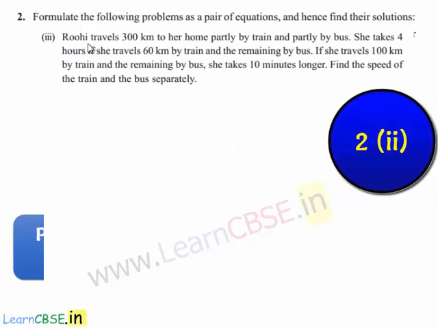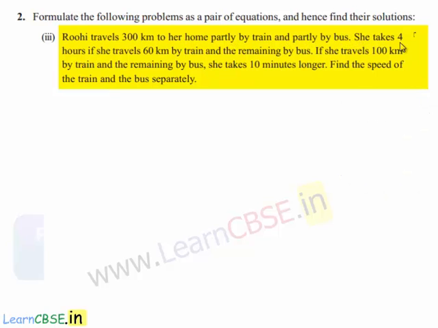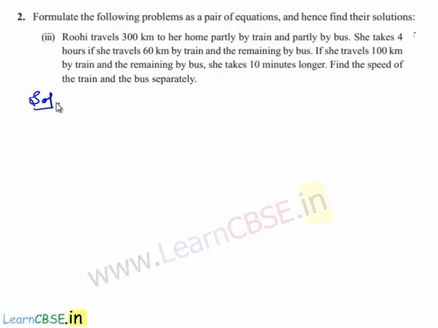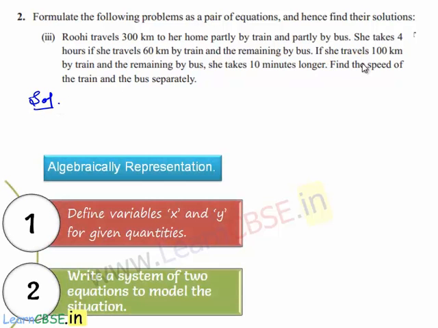Coming to the third bit, Ruhi travels 300 kilometers to her home, partly by train and partly by bus. She takes 4 hours if she travels 60 kilometers by train and the remaining by bus. If she travels 100 kilometers by train and the remaining by bus, she takes 10 minutes longer. Find the speed of the train and bus separately. So let us work out the problem. In this problem, we need to find the speed of the train and the speed of the bus.